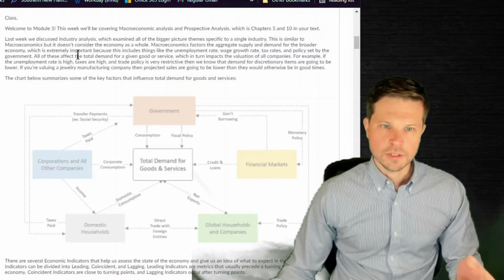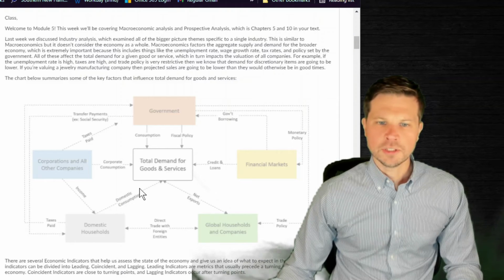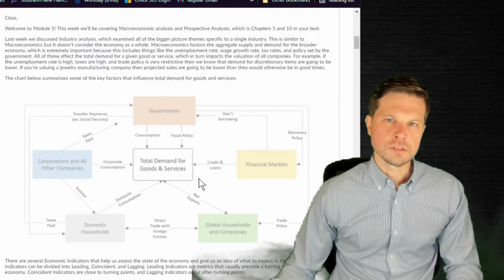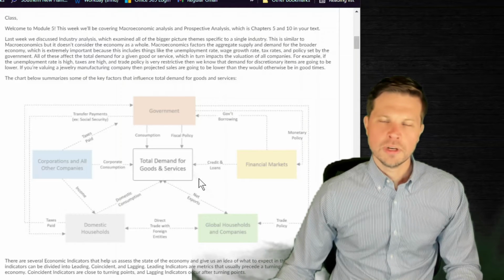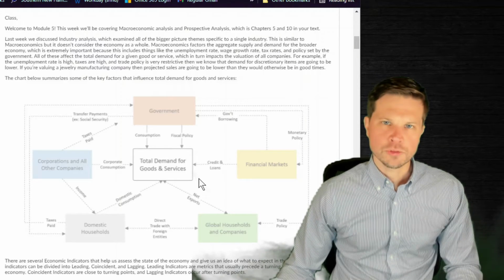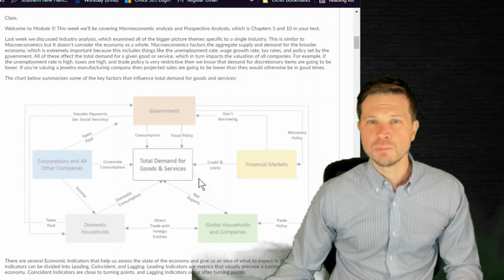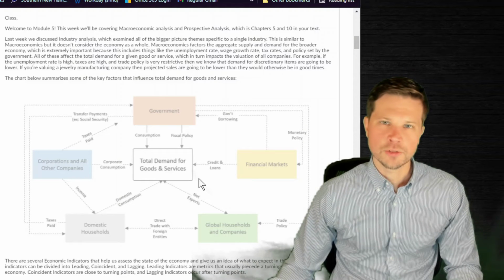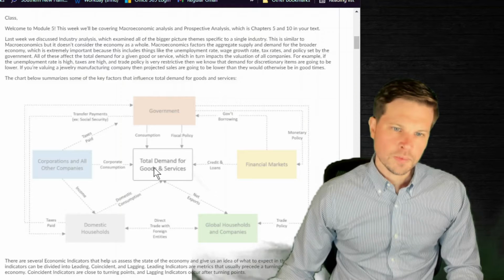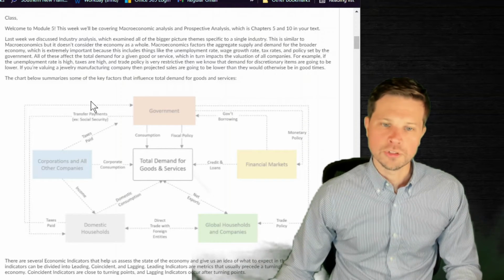All right, so here's the announcement, and what this is showing here is the total demand for goods and services. Now, the reason why this is important is because it helps you understand the financial statements, and it also allows you to do a better job in projecting or forecasting future cash flows, future financial statements for your evaluation. So, a lot of things come into play when it comes to the demand for goods and services.